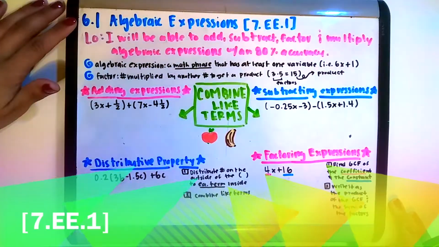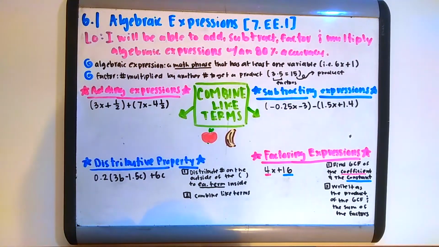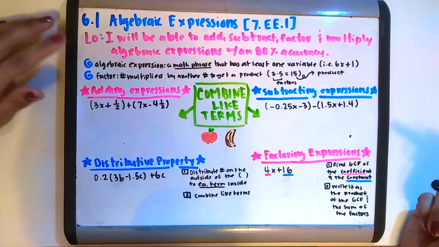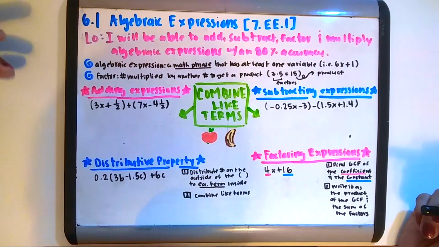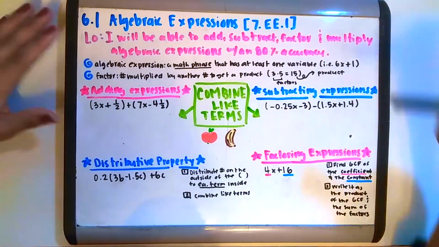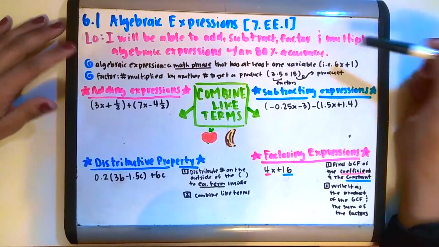Alright, you guys, so we're going to do 6.1, which is algebraic expressions. That's our standard 7th grade expressions and equations, number 1. And your objective is to be able to add, subtract, factor, and multiply algebraic expressions with at least an 80% accuracy given your independent practice.